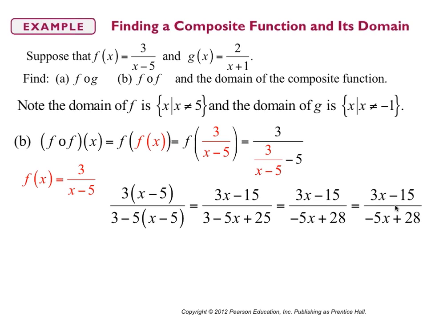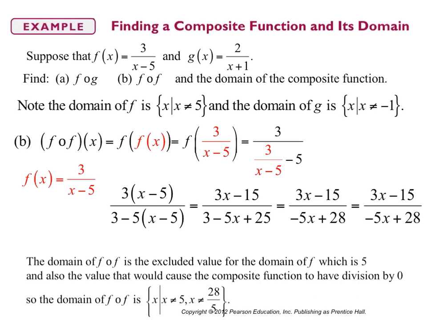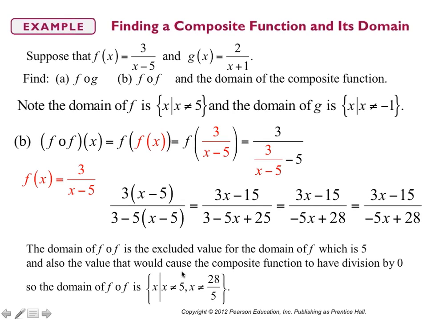And then it's fine to leave it like that, or you could pull a negative sign out. So we know that for the domain, we need to exclude 5 because that was from our original function that made our denominator 0. We also have to exclude 28/5, because if we plug 28/5 in for x, it makes our new function equal to 0 as well.